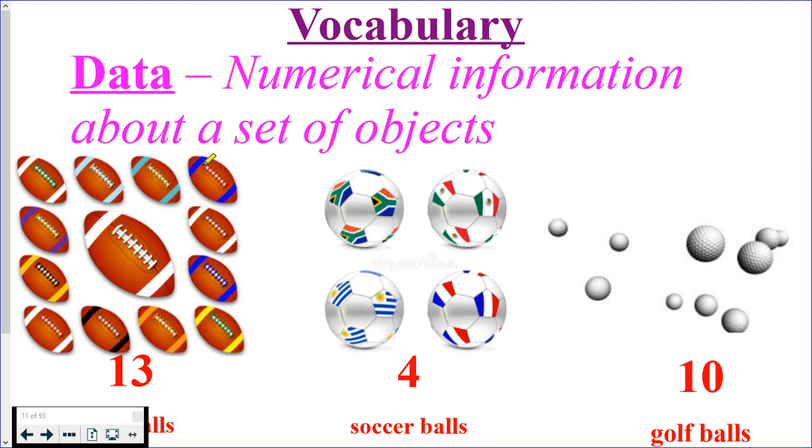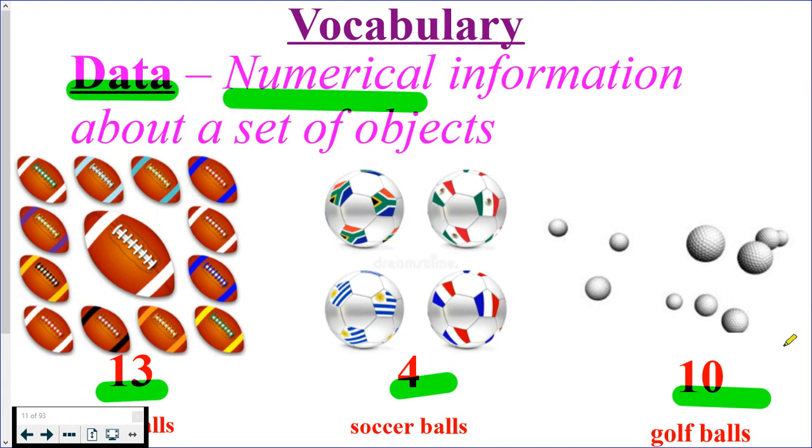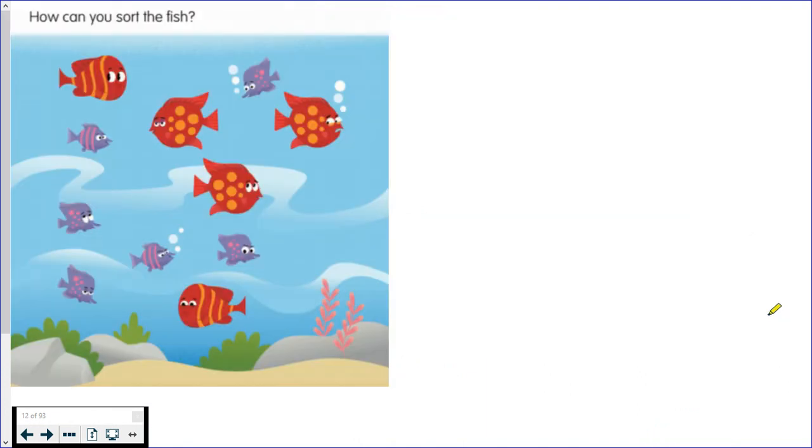We also have another vocabulary word, and that's data. Data is numerical information about a set of objects. So this big word right here, numerical, we're just looking at the number of objects. We have 13 footballs, 4 soccer balls, and 10 golf balls. So we need to have that data right there. Data is 13 footballs, 4 soccer balls, and 10 golf balls. That's all data is.